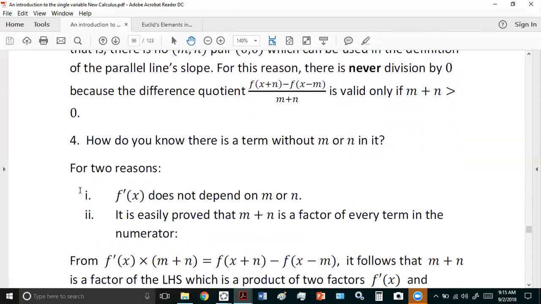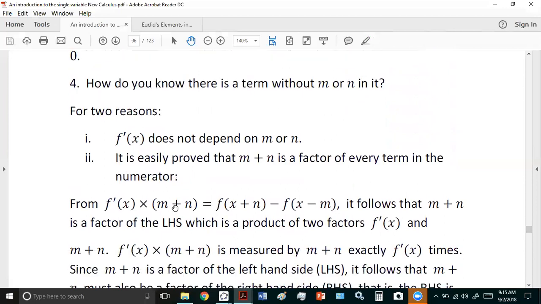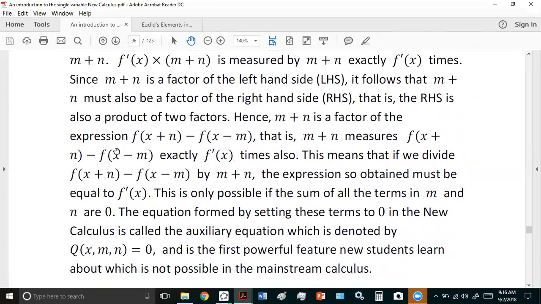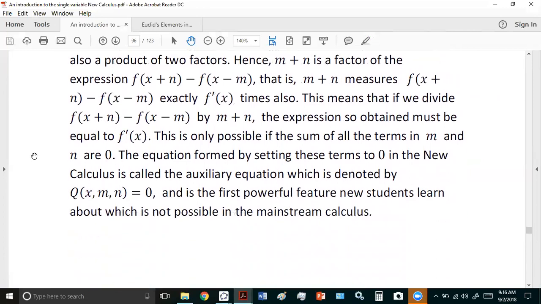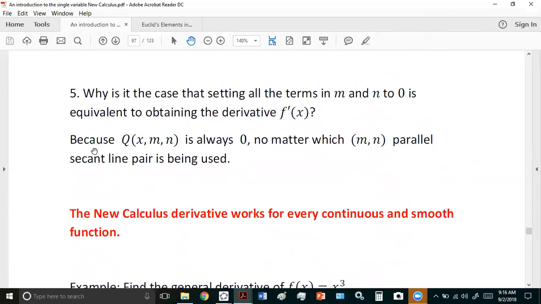How do you know there is a term without m or n in it? For two reasons. F prime of x does not depend on m or n. It's the same as k, which is the slope of the straight line. It is easily proved that m plus n is a factor of every term in the numerator. And I go through the proof here again, explaining to you this is only possible if the sum of all the terms in m and n are 0. And so the next question is also relevant.